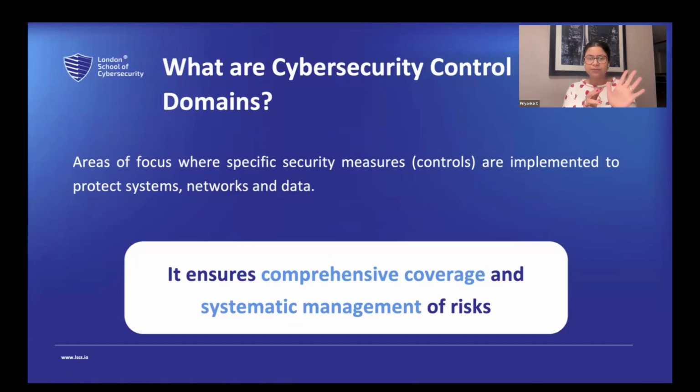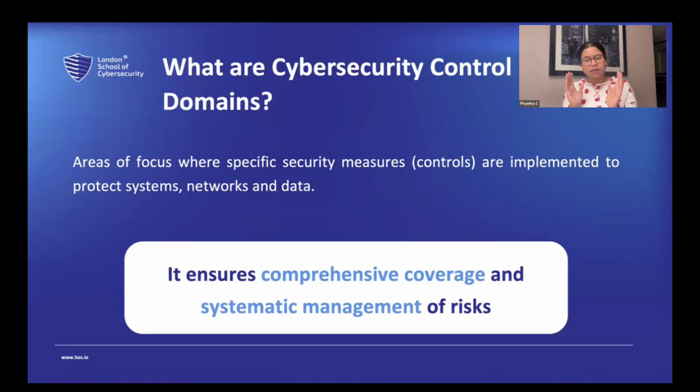Remember the 5 types of assets? So we talk about systems, networks, and data. All of these controls or security measures come together to give us the protection that we need. And why is it important? Because it will give us comprehensive and holistic coverage and a system to protect our assets, right? So this is why cybersecurity control domains are very important.